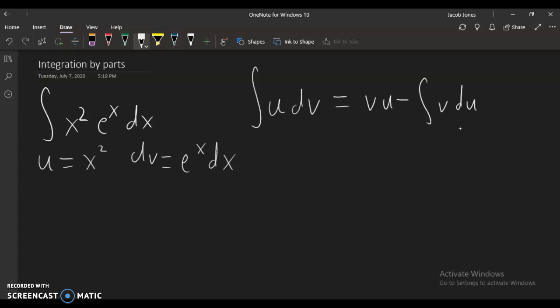So now I figure out the derivative of my u, in this case just 2x dx. Don't forget to write that dx, because some instructors will mark off points for that. And then the v: you just take the integral of your dv, and the integral of e to the x dx is just e to the x.